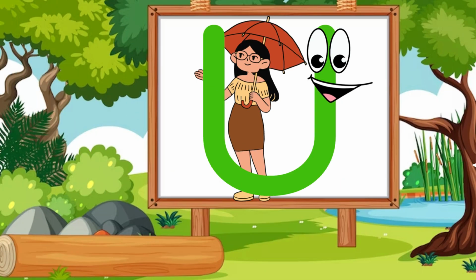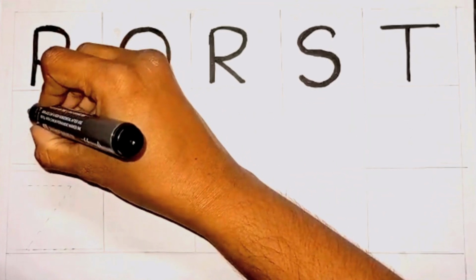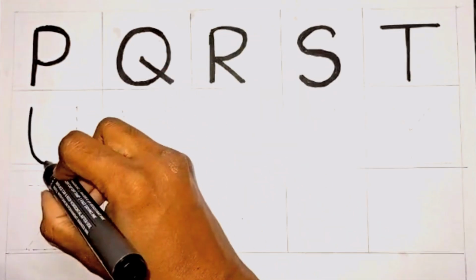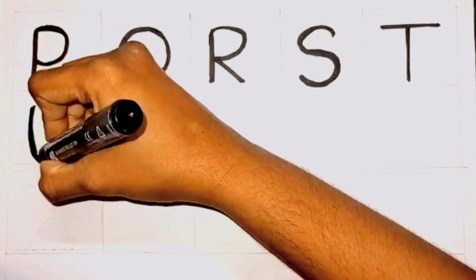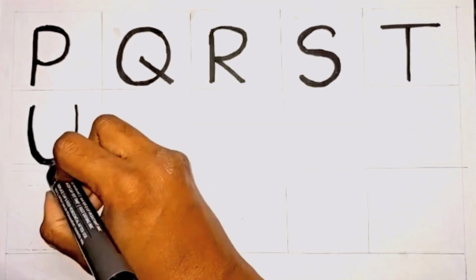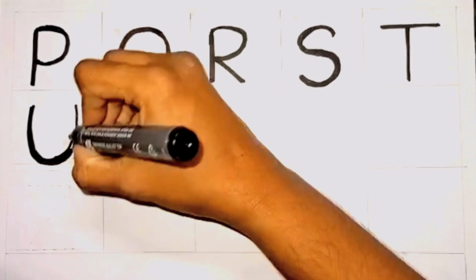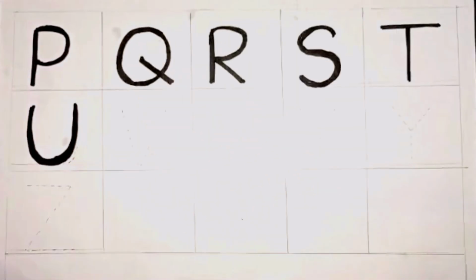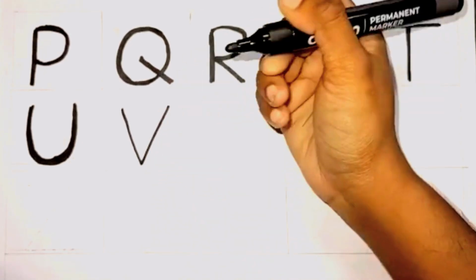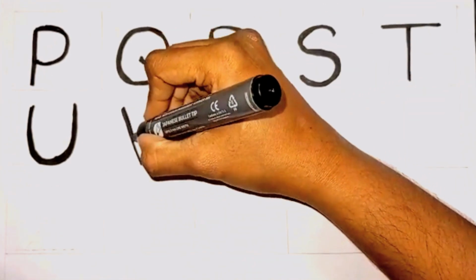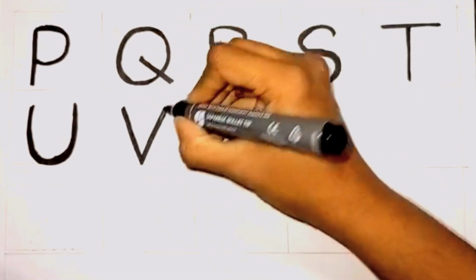Now next is U. You're going to draw a curve, but this time standing. The curve should be standing. So you start from one end and you bring the curve to the other end. This is your alphabet U. Next is alphabet V. Slanting line and slanting line, you join it inward at the bottom.